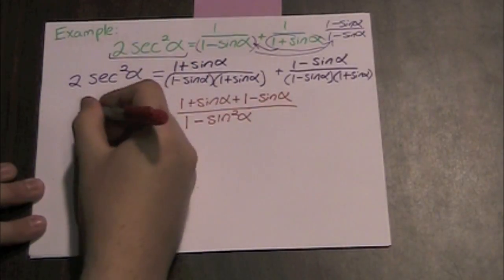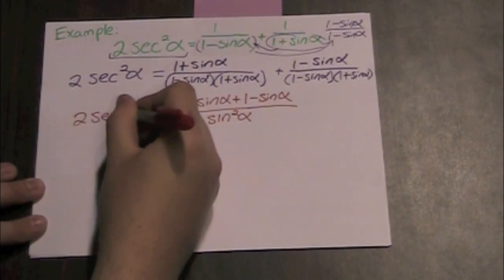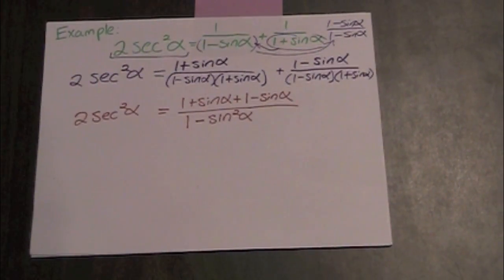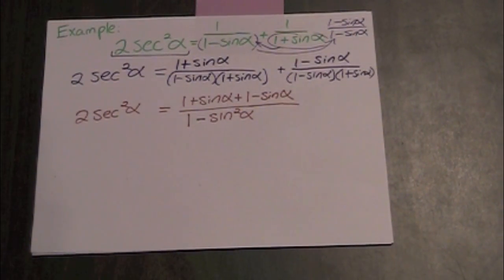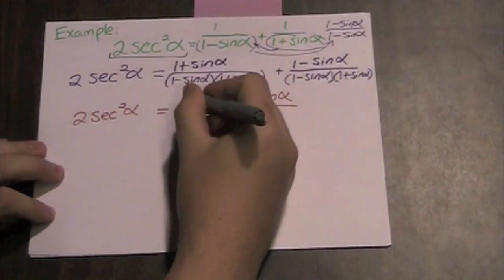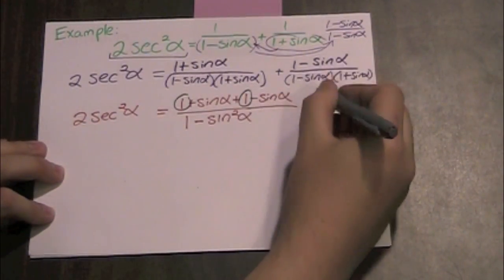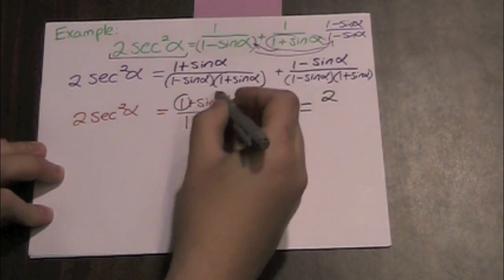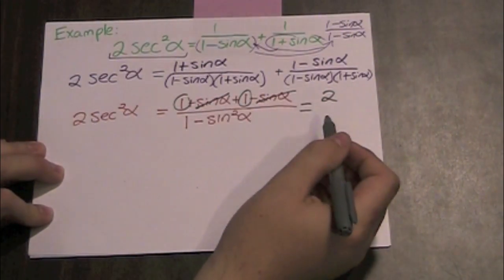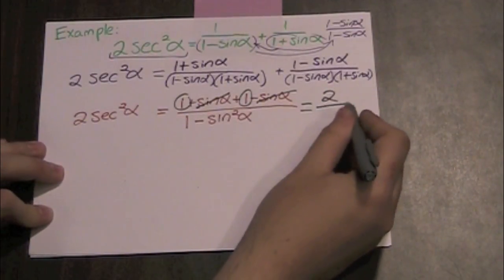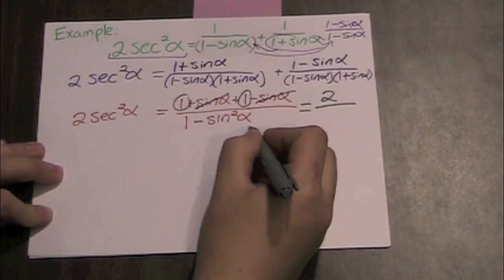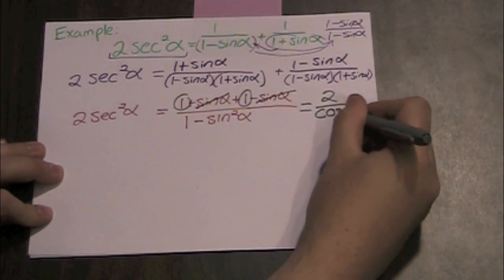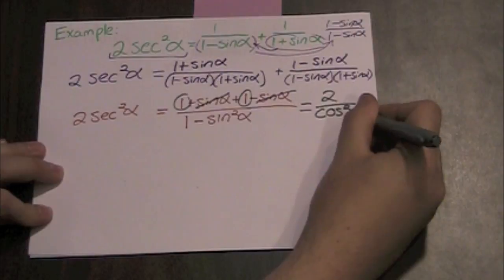And I still have my 2 secant squared alpha on the left side. On the top of the fraction, my two 1's are going to combine to give me a 2. Plus sine alpha minus sine alpha is going to cancel out to 0. On the bottom, 1 minus sine squared of alpha, which we know is equivalent to saying cosine squared of alpha.